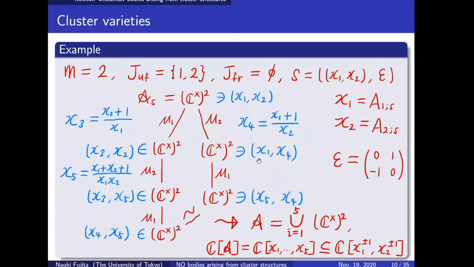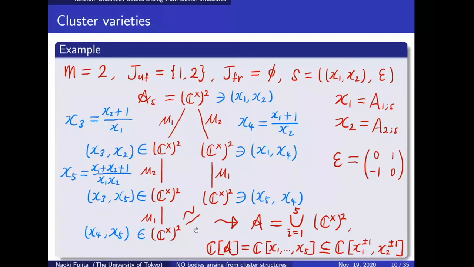Since mutations are involutive, after the mutation mu1, we need to consider only mu2. By applying mu2 after mu1, the second coordinate x2 becomes x5, which is (x1 + x2 + 1)/(x1 x2). Continuing in this way, we obtain this diagram, and we see that mu1, mu2, mu1, mu2, mu1 are identical after reversing the order of coordinates. So these three are isomorphic.